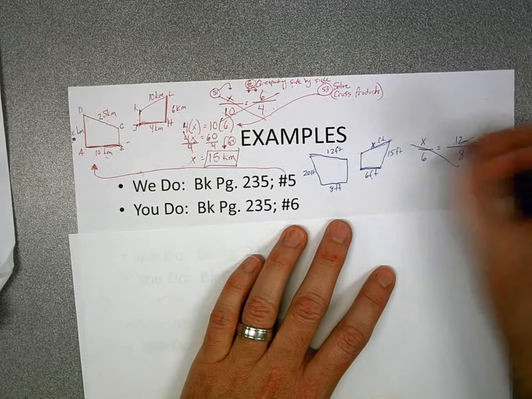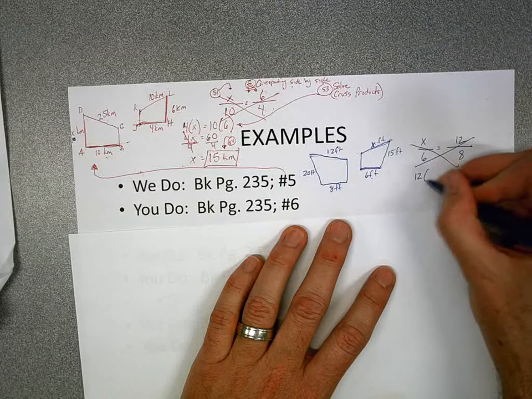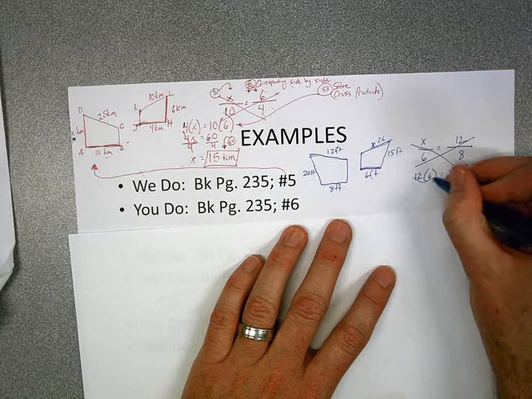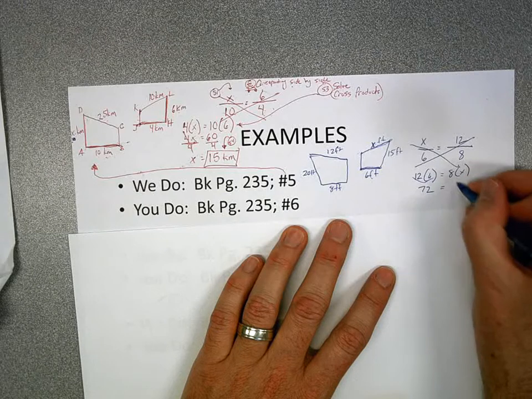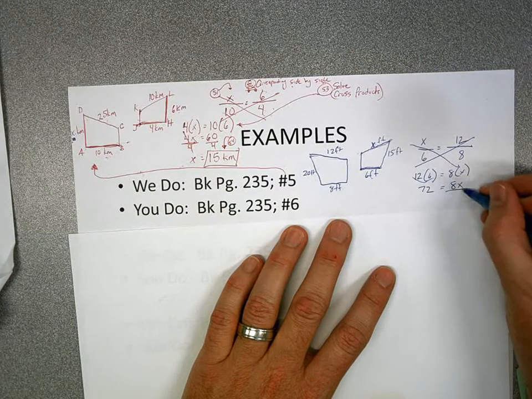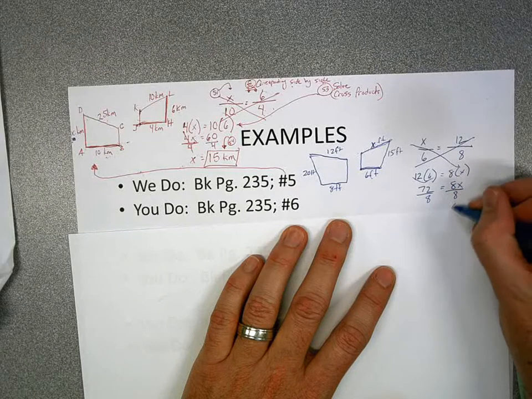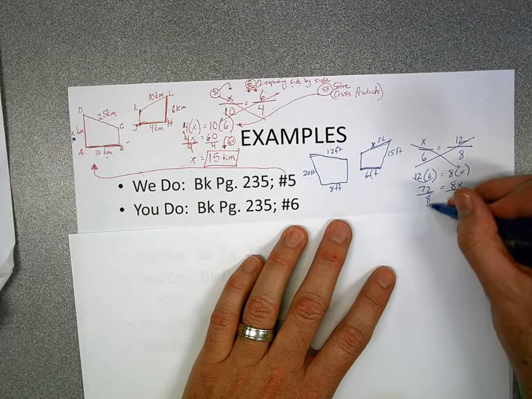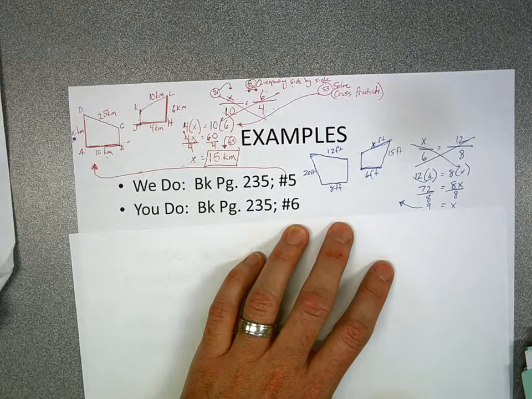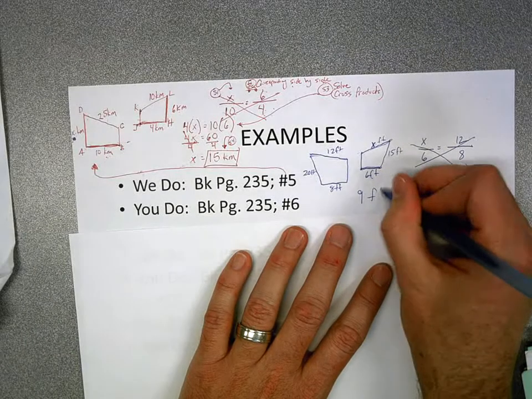I'm going to use my cross product. So 12 times 6 equals 8 times x. 12 times 6 is 72 equals 8x. And of course, I could divide both sides by 8 and get x is equal to 9. And ladies and gentlemen, my final answer, looking at my units, is 9 feet.